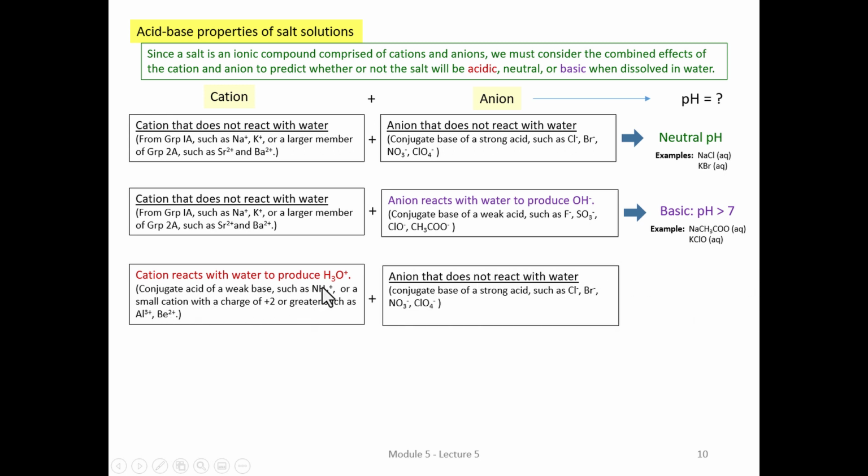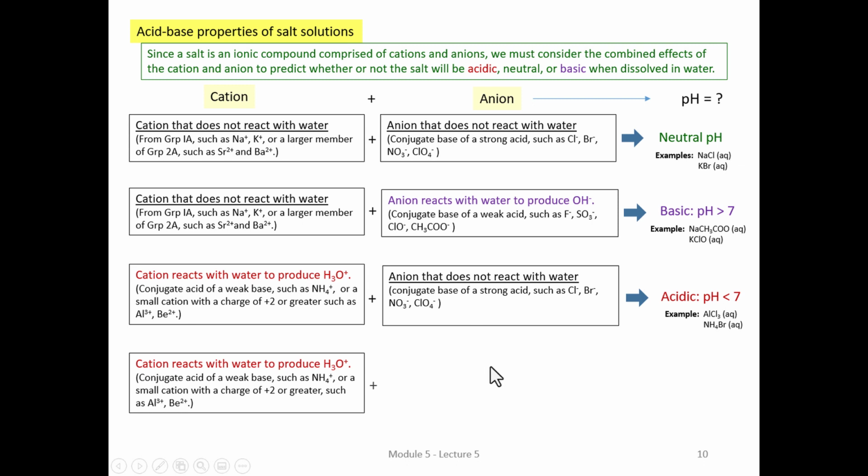What you're basically looking for is a +2 or +3 ion that's small. And you pair that in a compound with an anion that does not react with water, like chloride, bromide, nitrate, or perchlorate, you of course would get an acidic solution because it's the cation that's running the show. Examples here would be aluminum chloride, where the aluminum ion forms an acidic solution and chloride is neutral, or ammonium bromide, where the bromide ion is neutral and the ammonium ion is acidic in water.